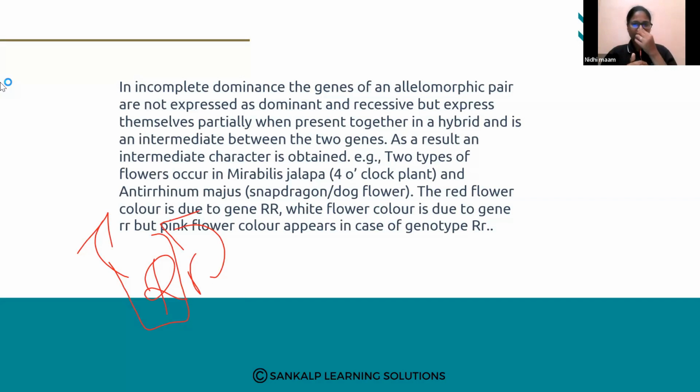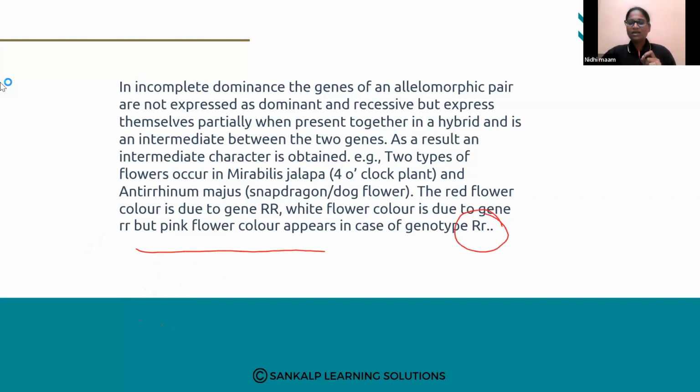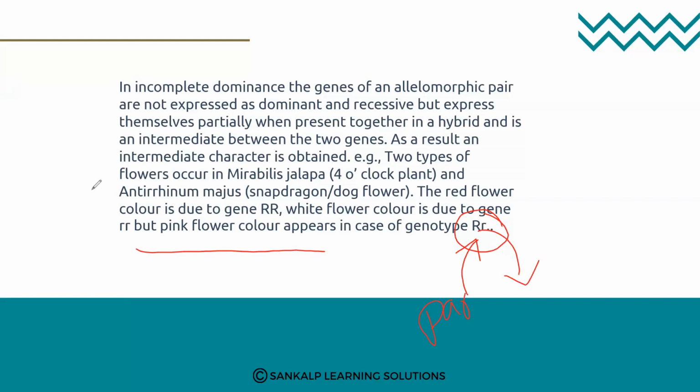The phenotype in between the two gets expressed. That is why here it is not a blending, it is an incomplete dominance. So this kind of incomplete dominance we can see in Mirabilis jalapa as well as Antirrhinum majus. The red flower color is due to gene RR, white flower color is due to gene rr, but pink flower color appears in case of genotype Rr, where red color is expressed partially and white color is expressed partially. Okay, so like this the thing happens.